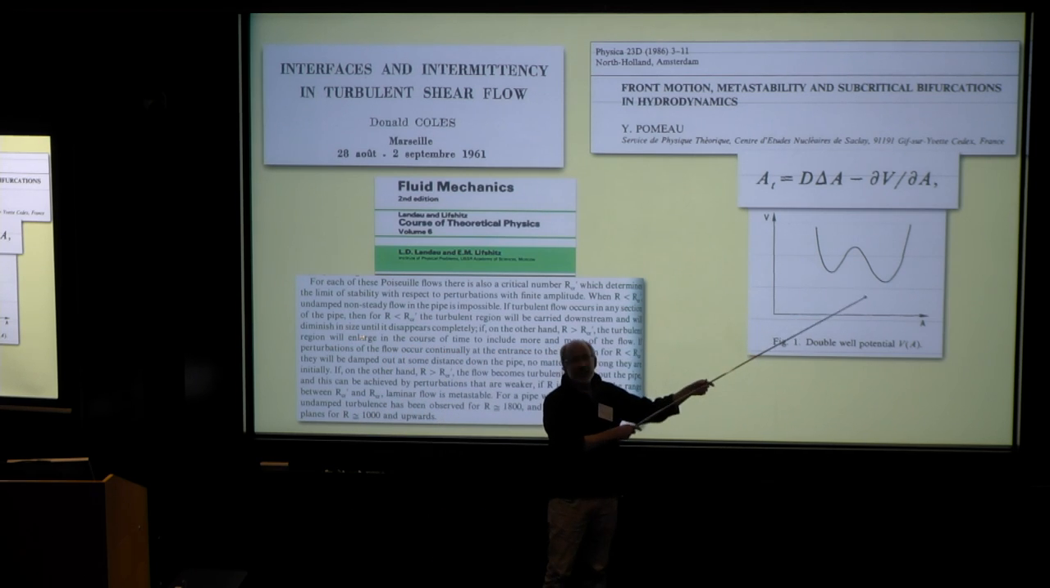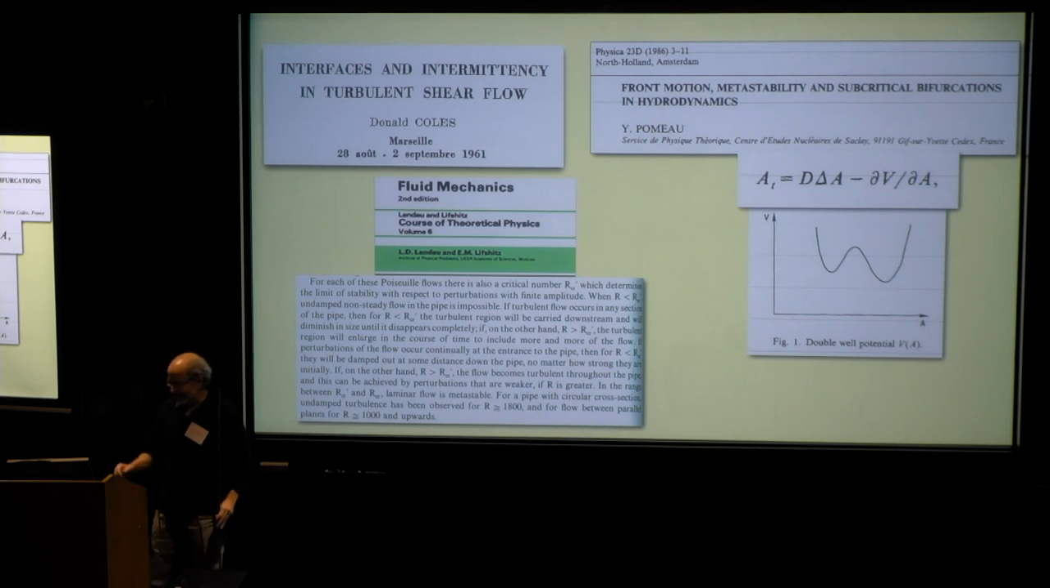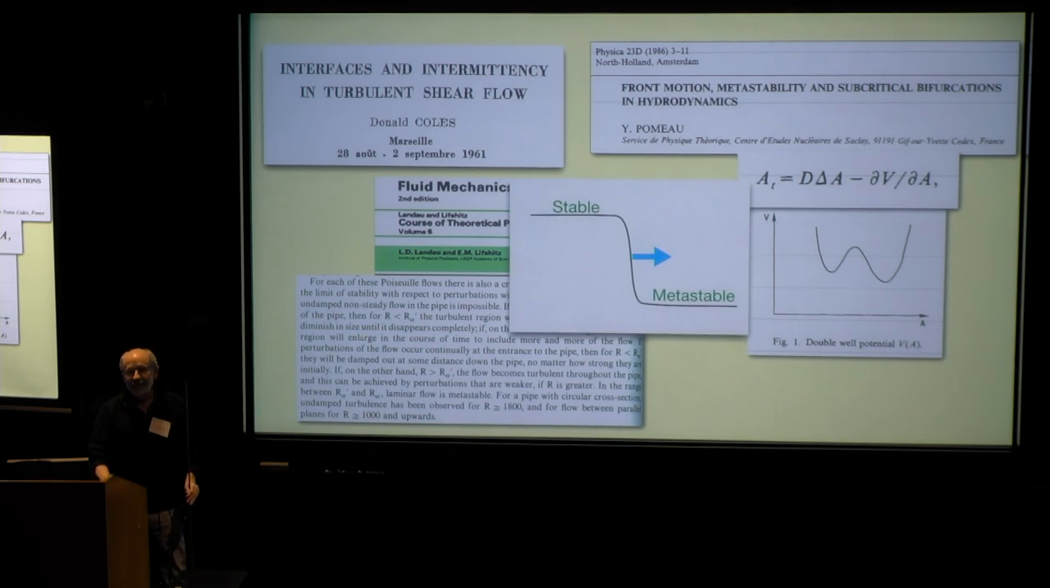Basically, you view it as there's a free energy with two minima, one corresponding to laminar flow, one corresponding to turbulent flow. And if I just told you that, you could work out what is going to happen. So the idea is you have two states, one of which is stable, one of which is metastable, and the stable state will invade the metastable state.